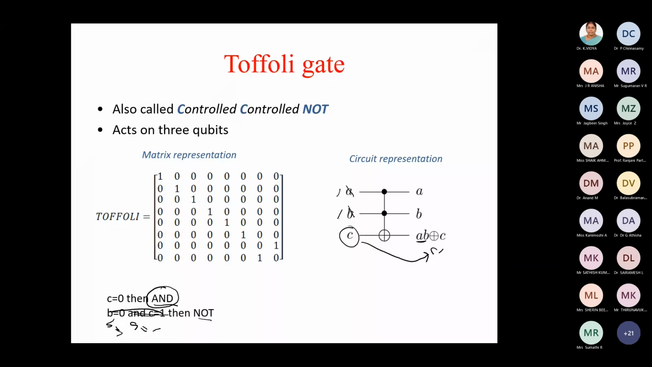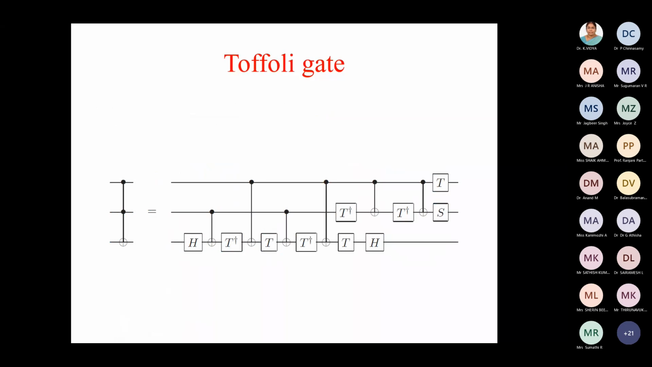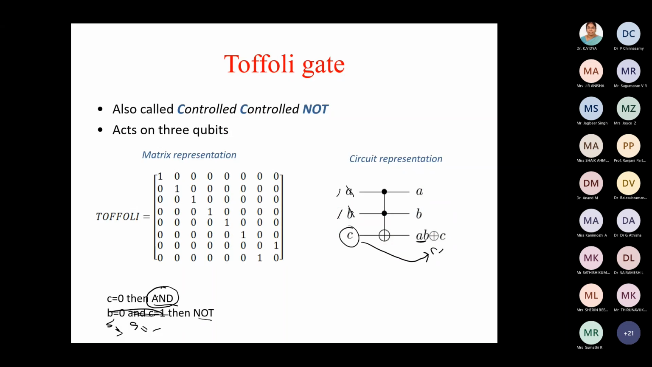So can I use this as a universal gate to implement classical logic? Toffoli is a quantum gate. Can I use it as a universal gate for classical logic, whatever classical thing is there? Participants? Yes, sir. Because using this, I can have an AND and a NOT, so I can create NAND also. Once I have a NAND gate, then I can do any classical thing. So only this Toffoli gate is sufficient to implement all classical things.